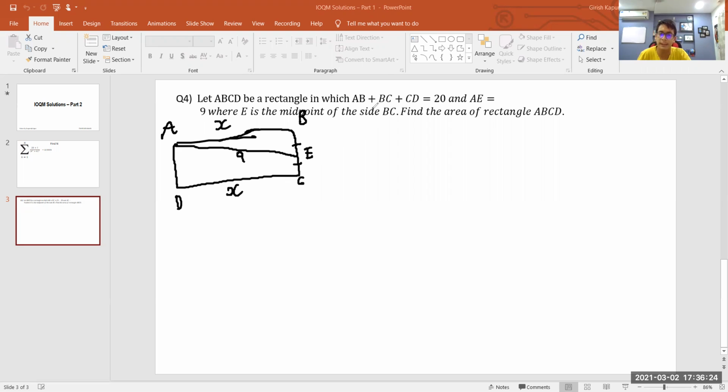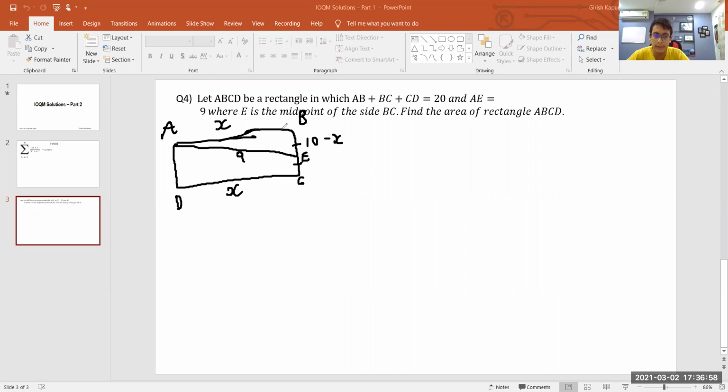And again by this equation, we can figure out that BC is going to be 20 minus (AB plus CD), which is 20 minus 2x. And since BE is just half of BC, it's going to be half of 20 minus 2x, which is 10 minus x. So BE equals EC equals 10 minus x. Okay.